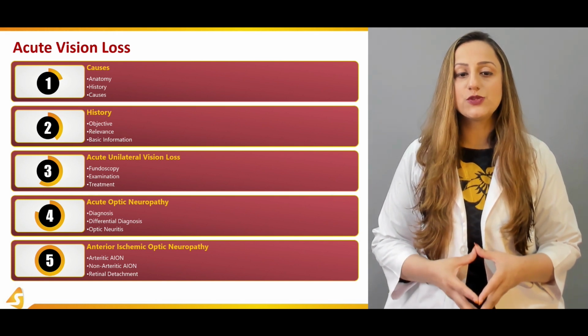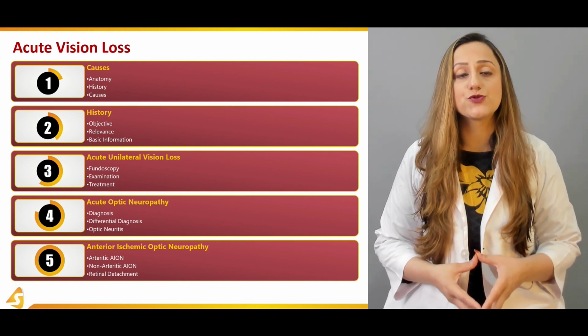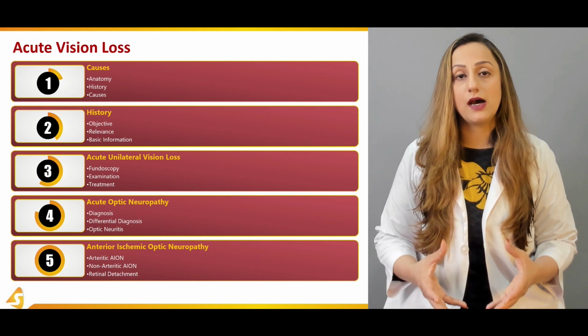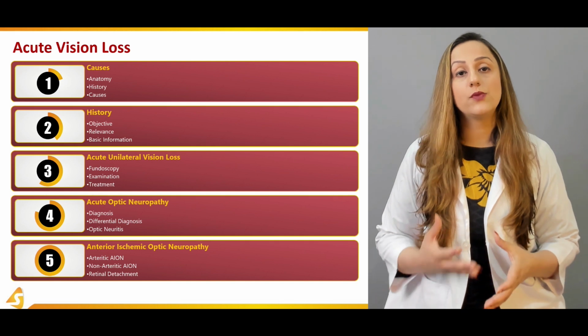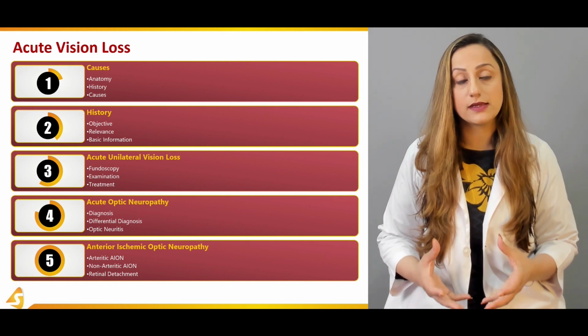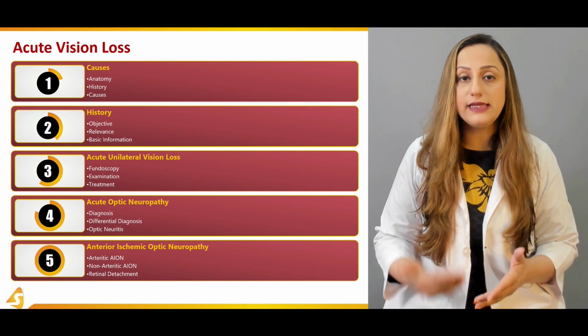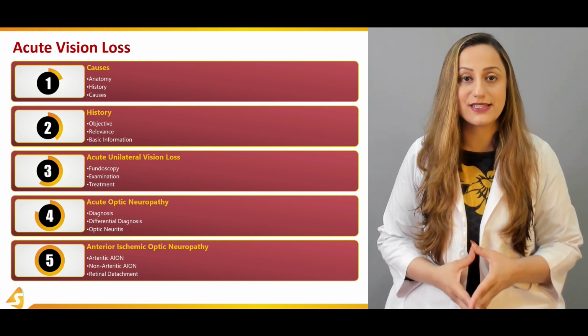In the second section, we'll be discussing the history. The historical findings are very important: the research work that has laid the foundation towards knowing the anatomical structures of the eye in a more concise manner, and highlighting the features that can lead to acute vision loss. That will be discussed in this second section.